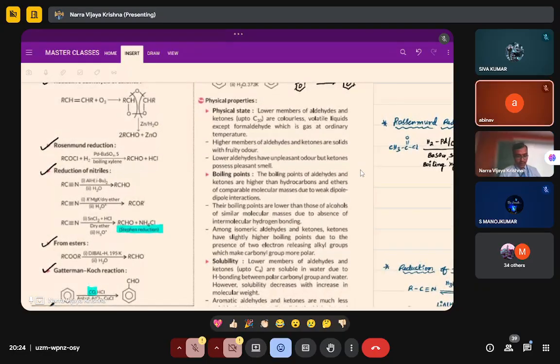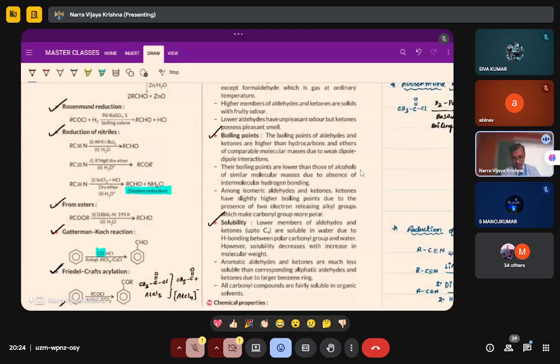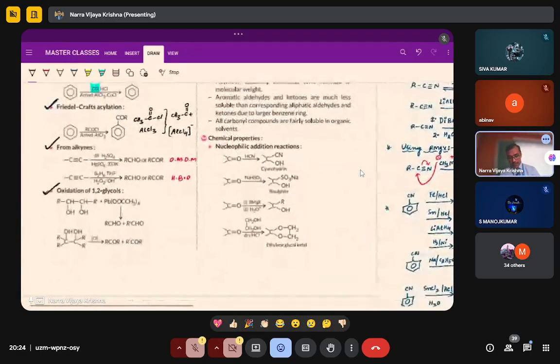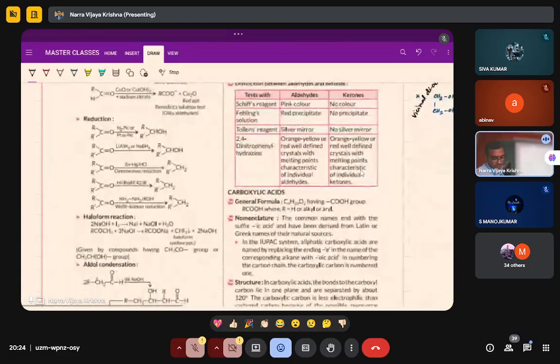No, sir. Now coming to chemical properties. Nucleophilic addition reaction. Better, I will stop today's discussion. These things we will discuss in the coming class.